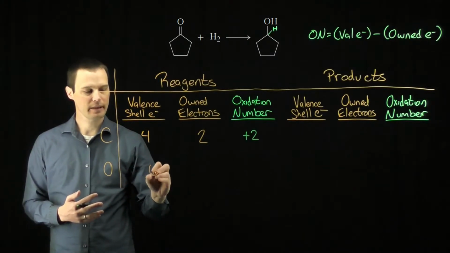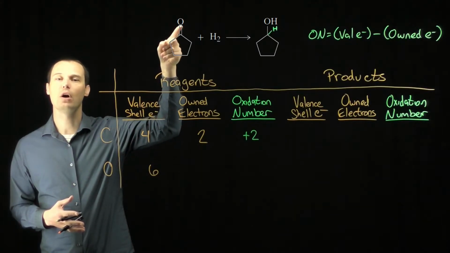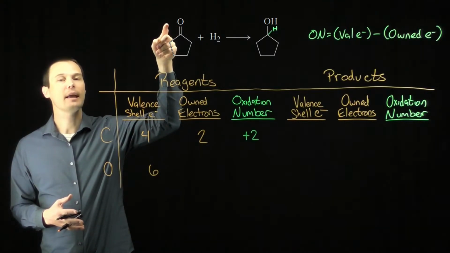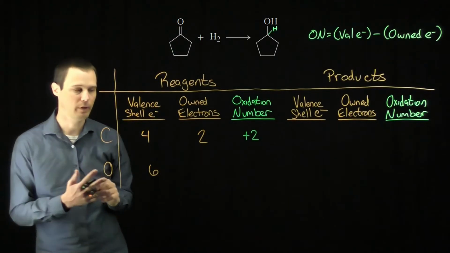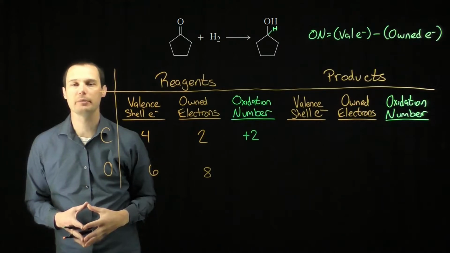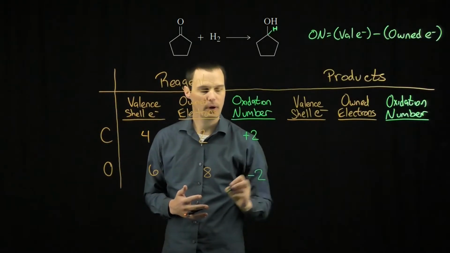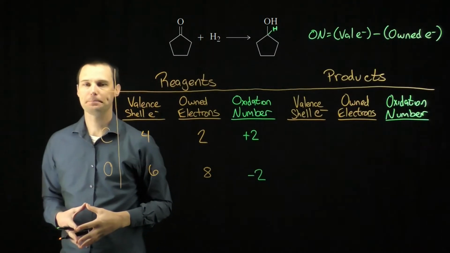Oxygen wants 6 electrons in its neutral ground state configuration. It's more electronegative than carbon, so it owns all 4 of the electrons in the pi bond, and it has 2 lone pairs for another 4 electrons, for a total of 8 electrons that oxygen owns in this starting material. 6 minus 8, the oxygen is in the -2 oxidation state in the reagents.